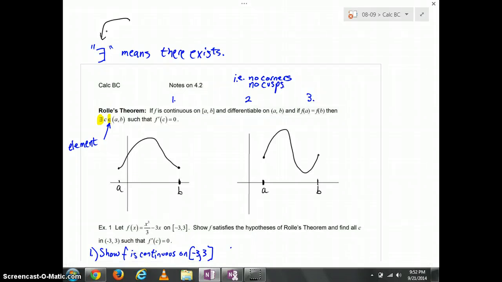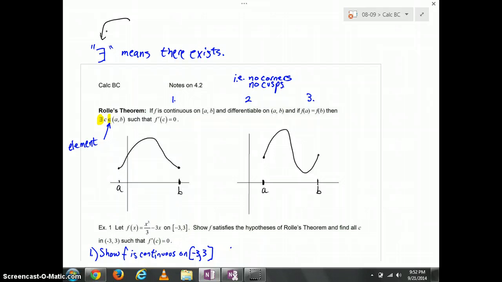Why do I bring that up? You're going to see it highlighted in Rolle's theorem. Rolle's theorem says that three conditions must be met. One, f is a continuous function on a closed interval from a to b. That's our first condition. And number two, the function is differentiable on an open interval from a to b.